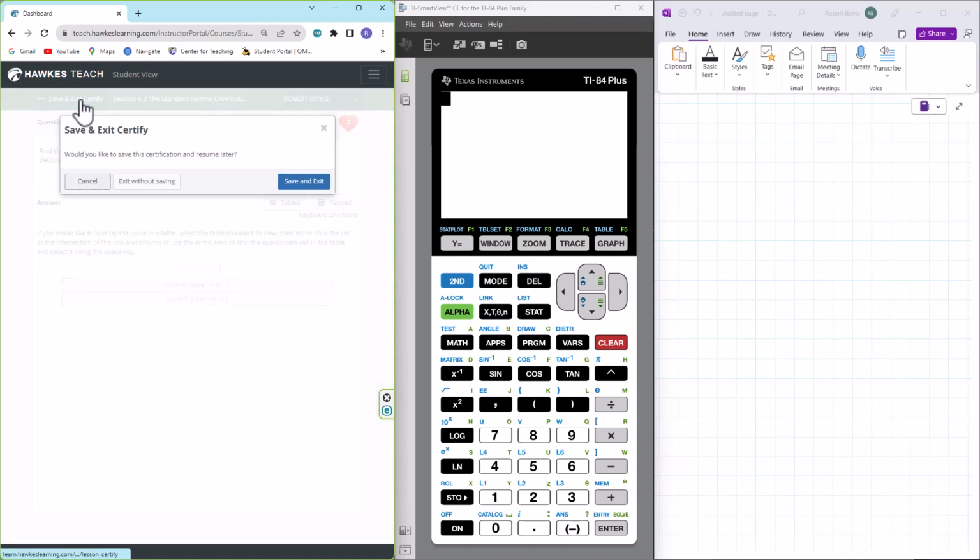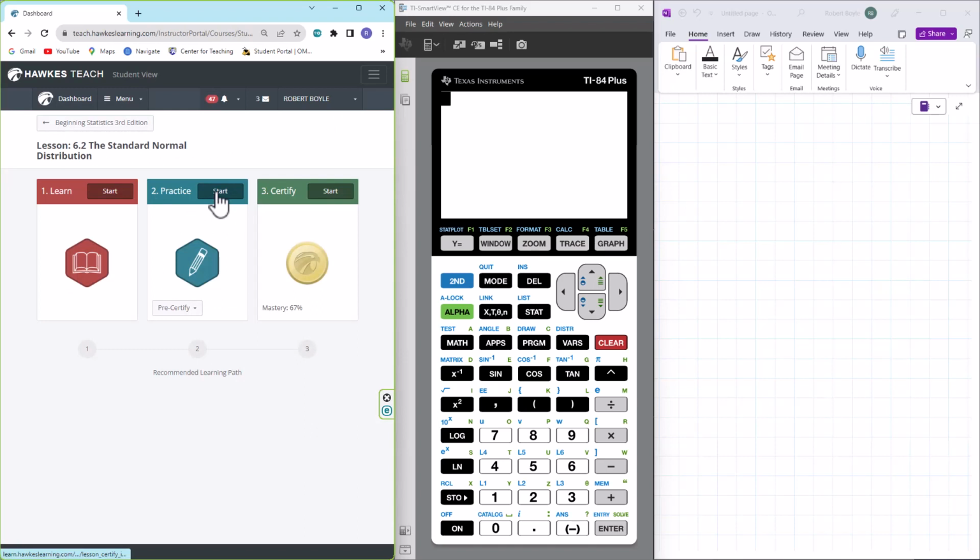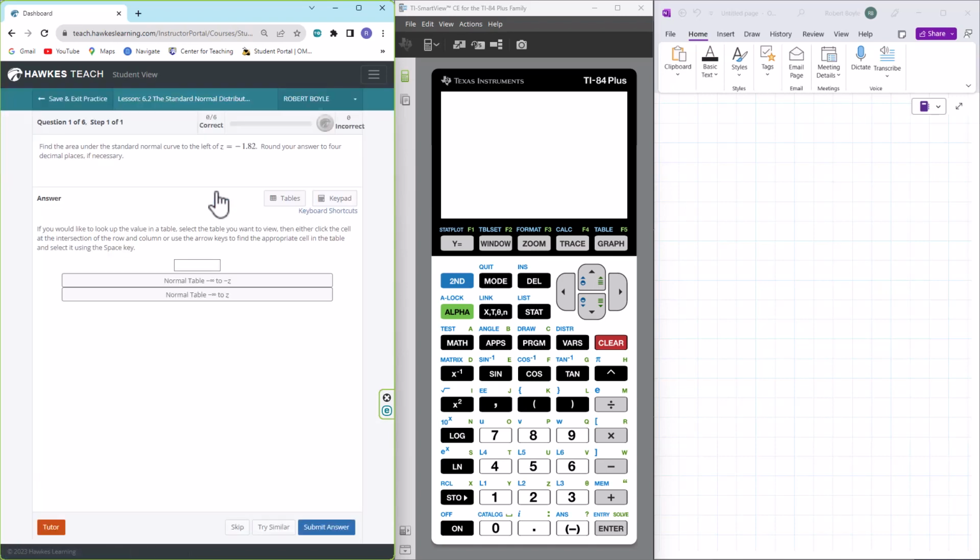As always, I'm going to go back into practice, which just gives you the exact same problems, but will give you feedback in case you made a mistake. And here is our first problem. Find the area under a standard normal curve to the left of z equals negative 1.82. And round your answer to 4 decimal places if necessary.